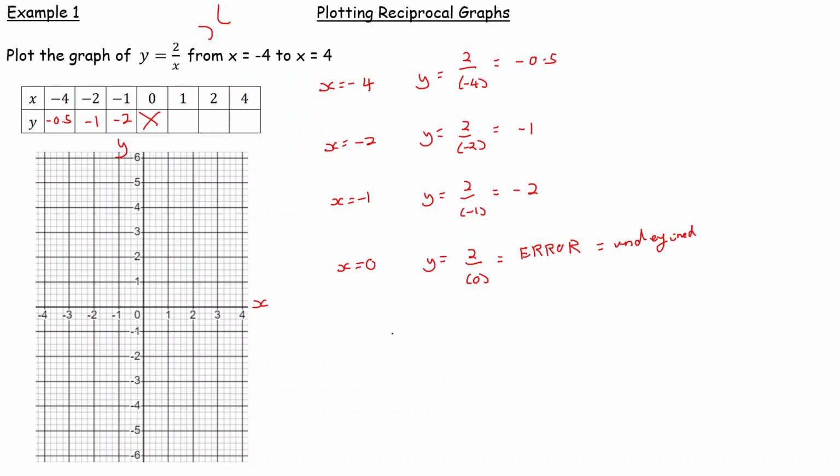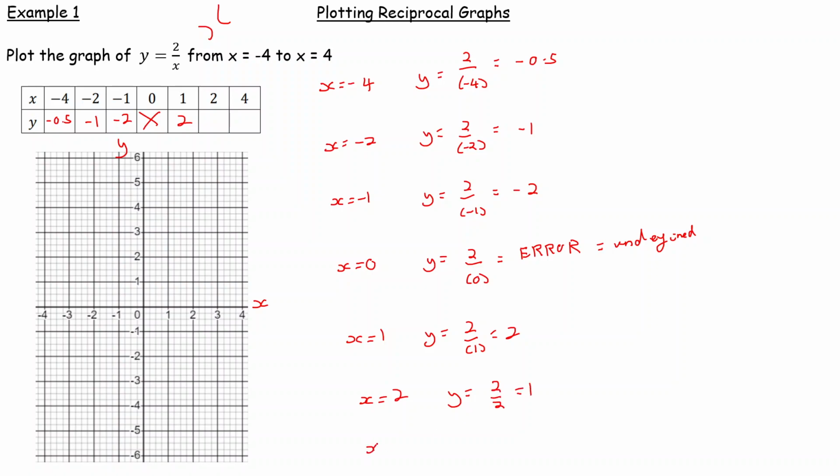When x is equal to 1, these ones should be relatively straightforward because our numbers are positive. We get y is equal to 2 over x, so 2 over 1. 2 divided by 1 is equal to 2. So that's a nice and easy one. When x is equal to 2, y is going to be equal to 2 divided by my new x value, which is 2. 2 divided by 2 is equal to 1.